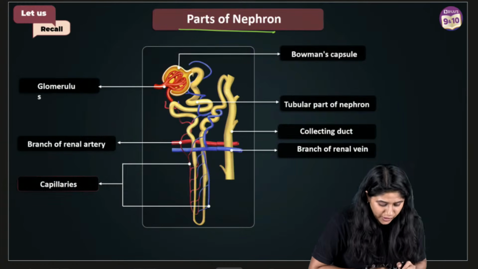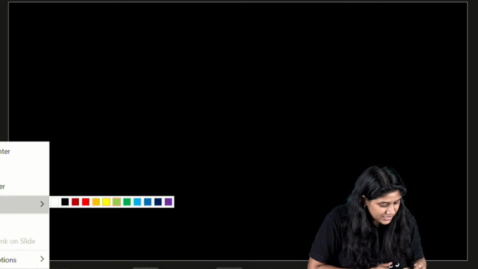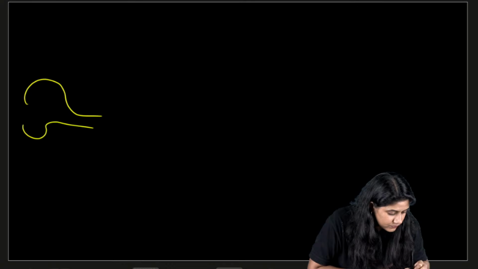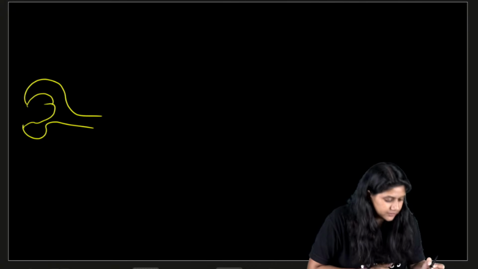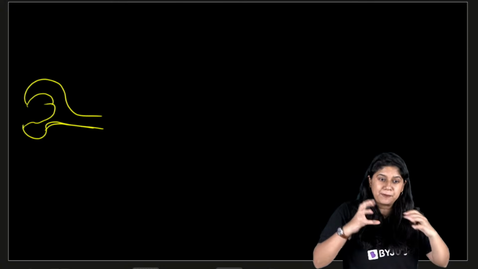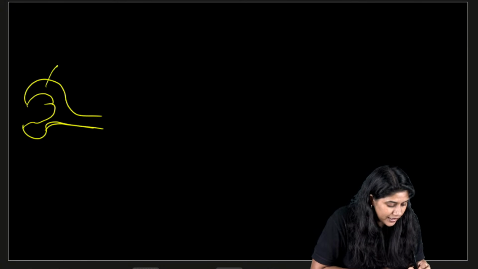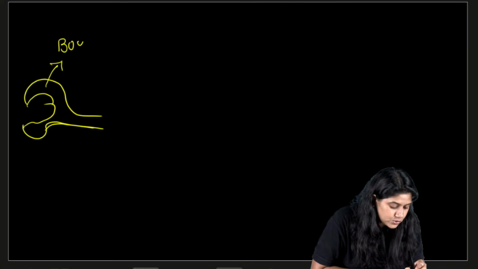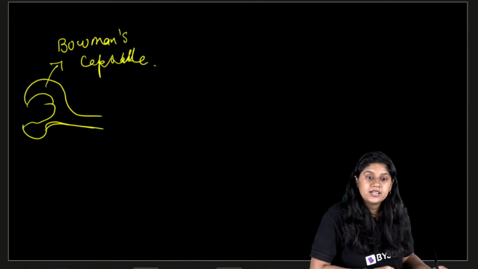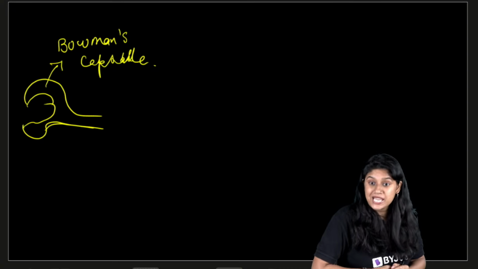Everyone, I'm just drawing it here because I feel that it's really very easy, and along with that, I'll explain it to you. Please do pay attention here. We have this particular cup-shaped structure, which is called the Bowman's capsule. This is the last topic that we have, so please make sure you pay attention to it.